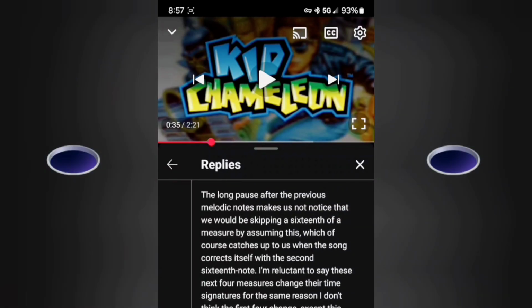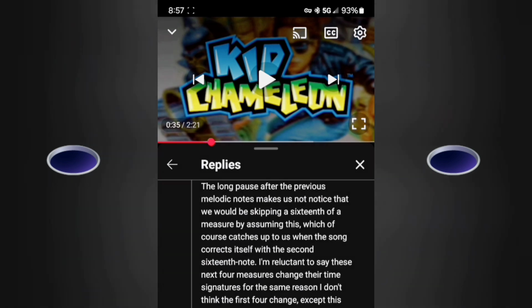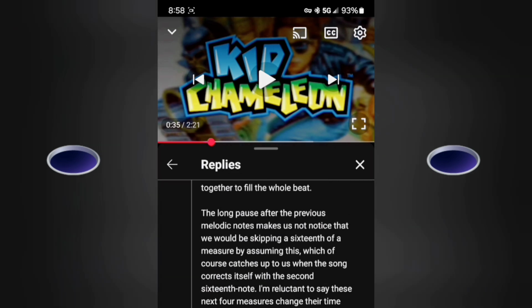So once again, the long pause after the previous notes makes us not notice that we would be skipping a 16th of a measure by assuming that, which of course catches up to us when the song corrects itself with the second 16th note. So there's something clever going on within that long pause. That's why the pause is key. It's within that long pause where they can disguise whatever they're doing. According to your internal clock, it's just going to throw it off because it's an empty space. So that's where they cleverly hit it.